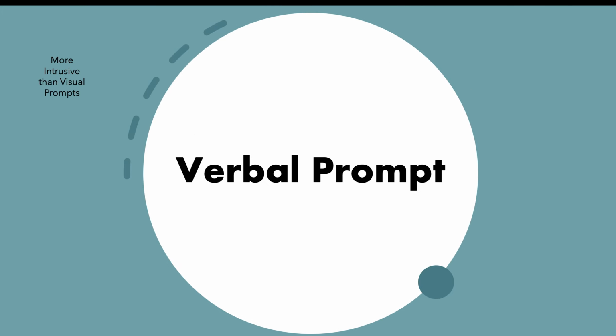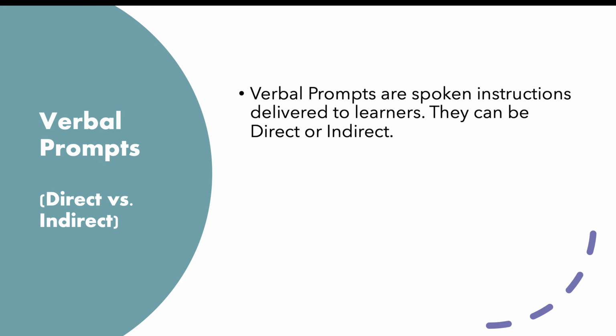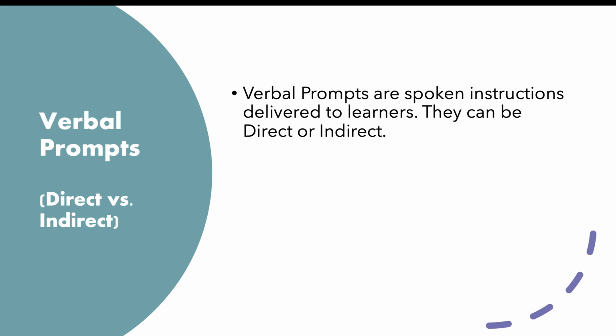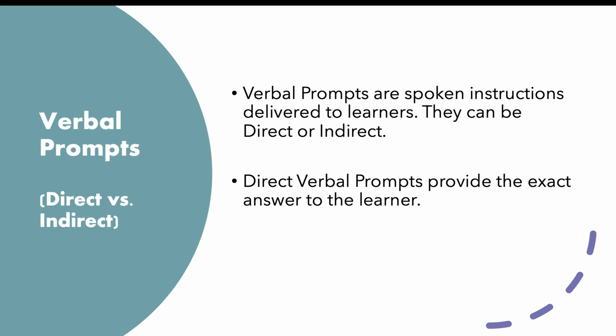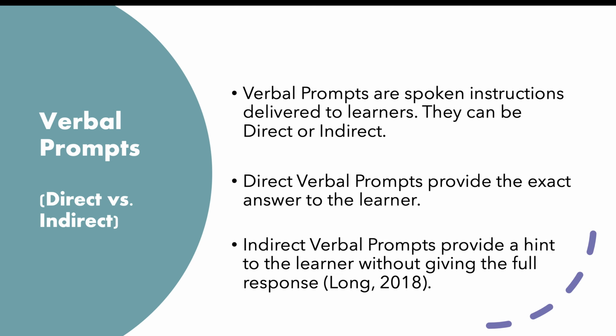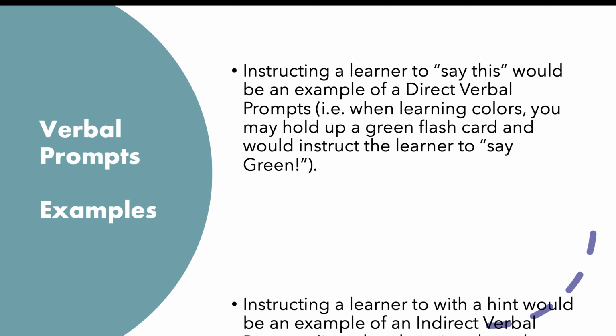Our second prompt is our verbal prompt. Again, because we're moving down that prompt hierarchy, it's becoming more intrusive, which means it's a little bit less independent. And verbal prompts are what they're known for. It's spoken instruction. So it's literally verbal instruction given to a learner. It's direct if it's the exact answer, and it's indirect if it's a hint for that learner to respond without providing that full response. So let's look at a couple examples.